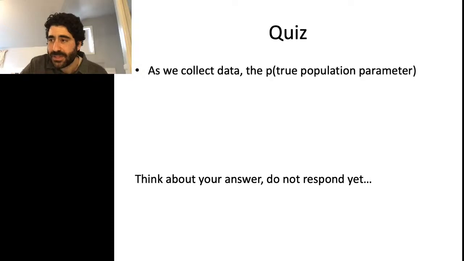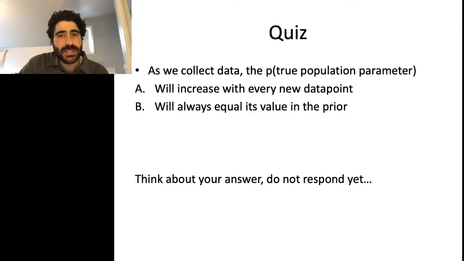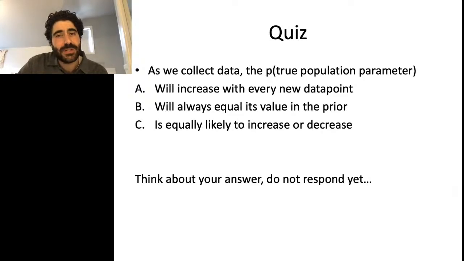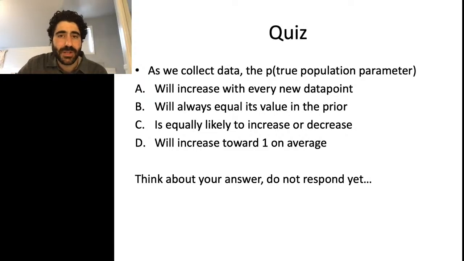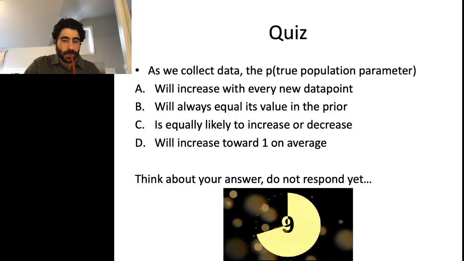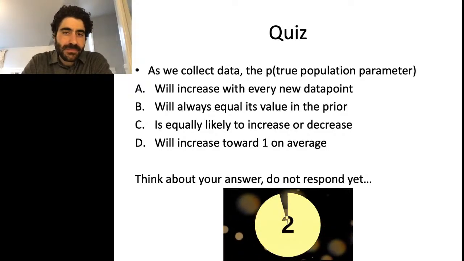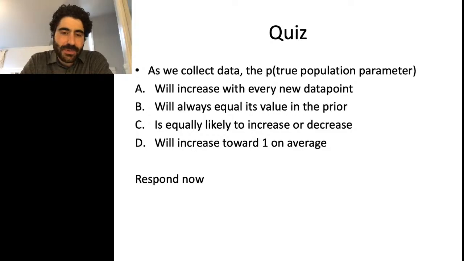Okay, let's do one more quiz on this section. As we're collecting more and more data and we're running this Bayesian updating process, the probability that we assign to the true value that we don't know, the true value of the population parameter: A is going to always increase with every data point. B will always just stay the value that it has in the prior. C will randomly increase or decrease with equal likelihood, or D will increase toward 1 on average. So how should we expect the probability that we assign to the true state of the world to change over time?